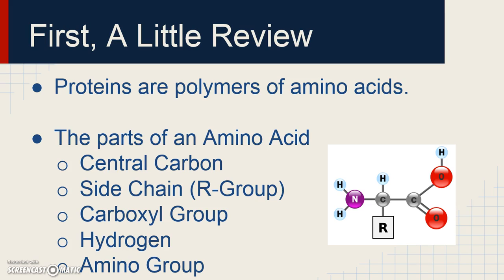And then at the bottom, there's a big box that says R. That R varies. It's called a variable group because it depends on what type of amino acid it is. Valine, cysteine, serine, tryptophan, depending on the amino acid will depend on the variable group.